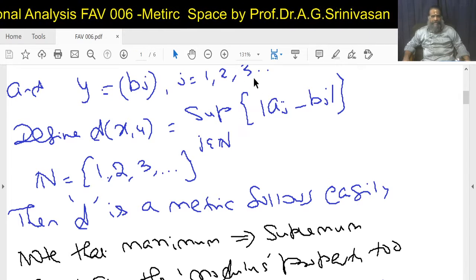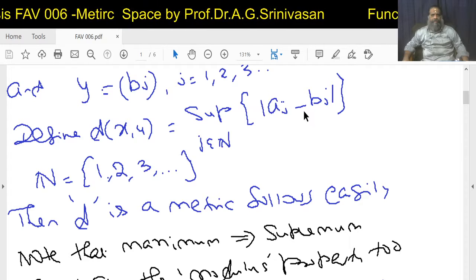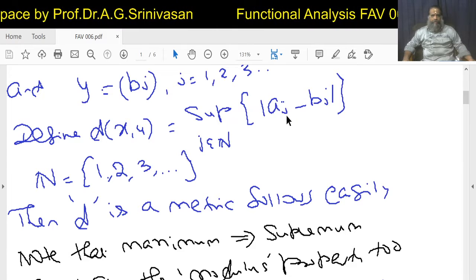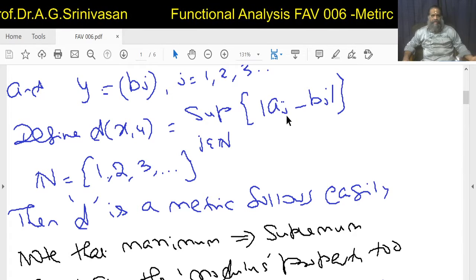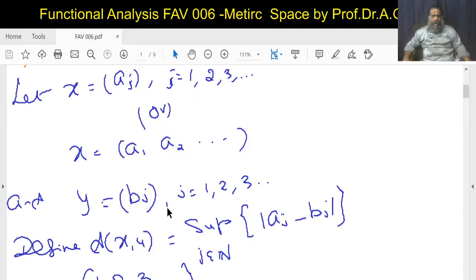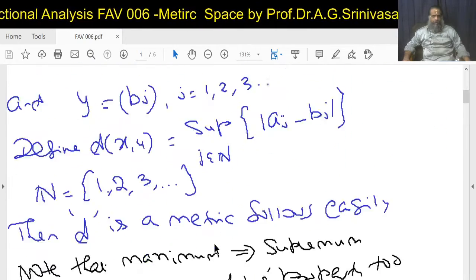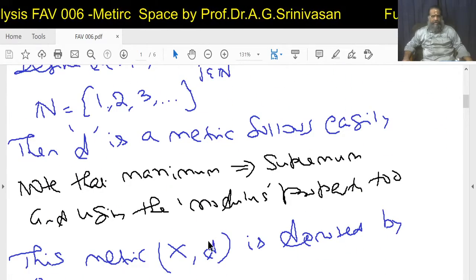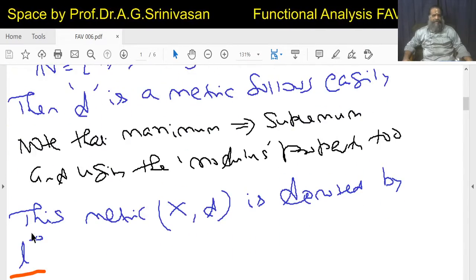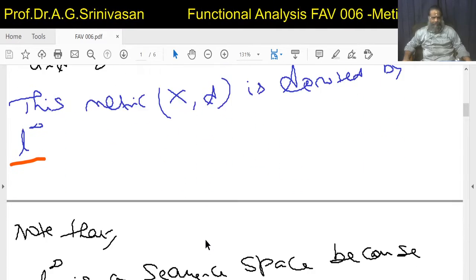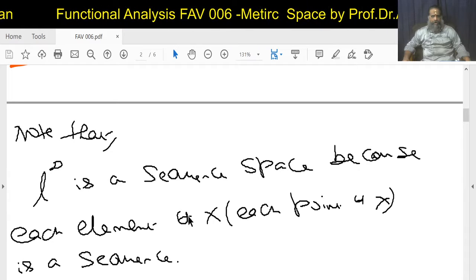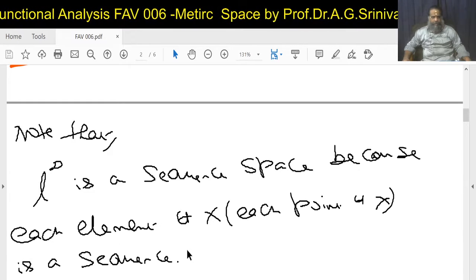Therefore, for fixed j, |a_j - b_j|, the modulus satisfies the non-negativity property, the symmetric property, and even the triangle inequality automatically, though the supremum may not belong to the set. So proving it is a metric space is very easy. This metric space is denoted by L infinity, called the L infinity space. Note that L infinity is a sequence space because each element of X is a sequence.